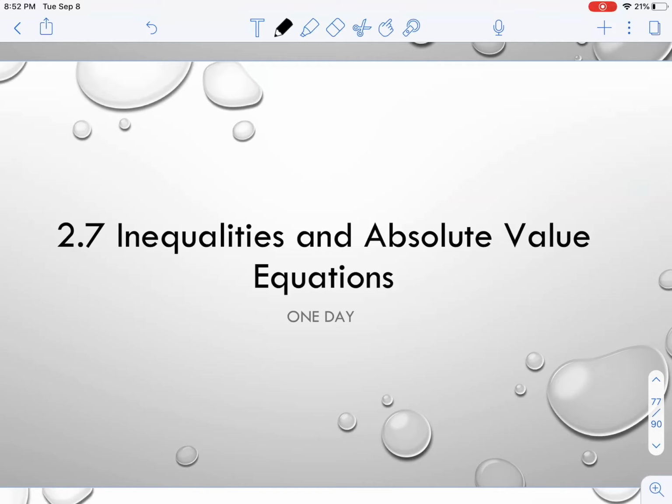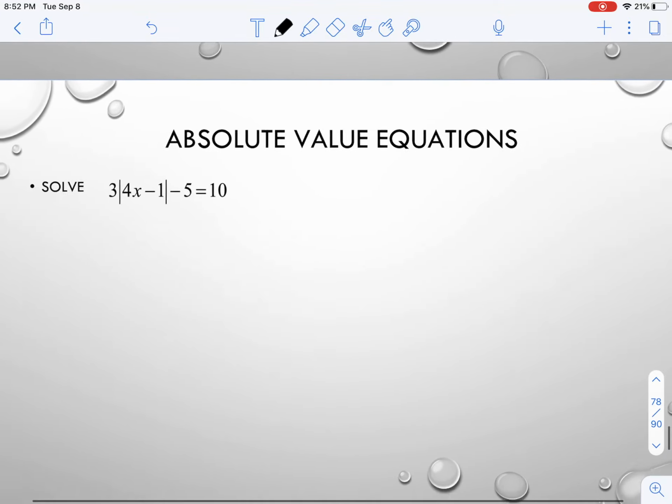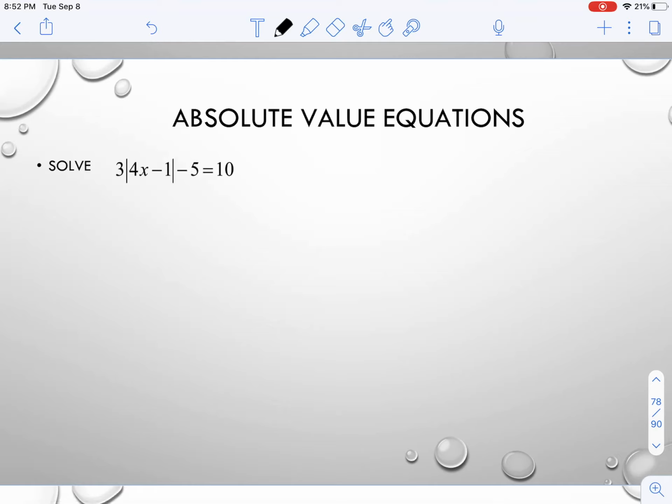Our next section is going to be 2.7, inequalities and absolute value equations. So let's actually start with an absolute value equation. One of the things that you want to remember about absolute value is that there are actually multiple values that are going to make a certain statement true. So let's take, for example, the absolute value of 5.